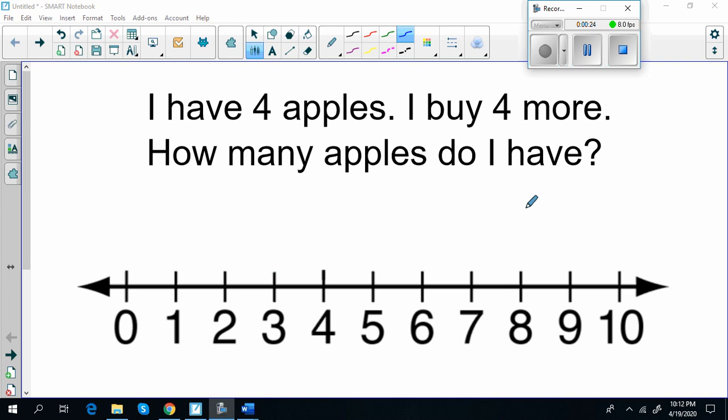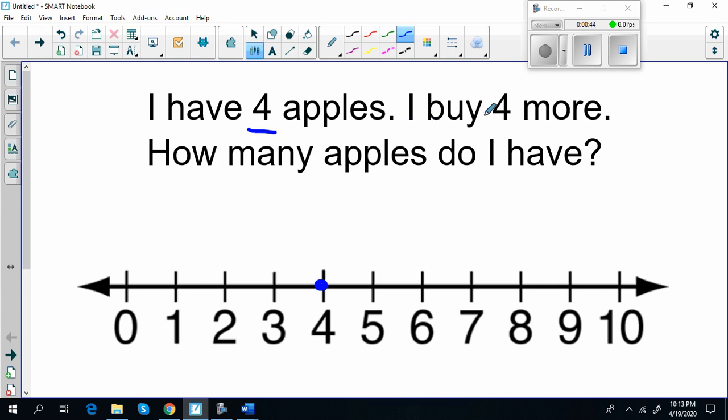So first, we need to find out how many are in our first part. So I have 4 apples. So that tells me I am starting with 4 in my first part. So I'm going to go to my number line and find the number 4, and I'm going to make a circle.